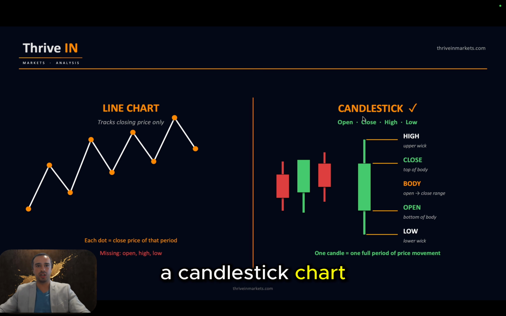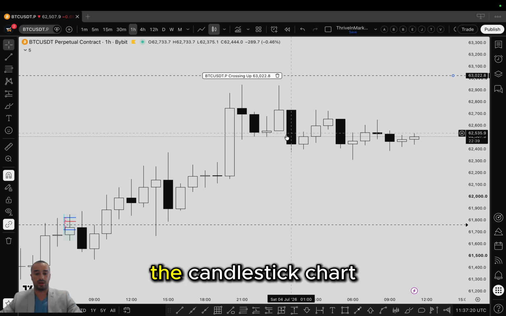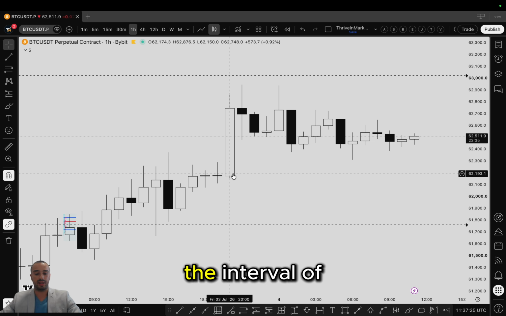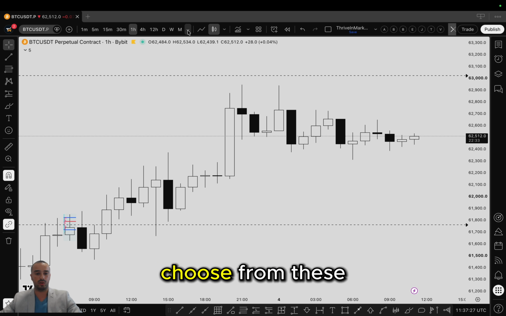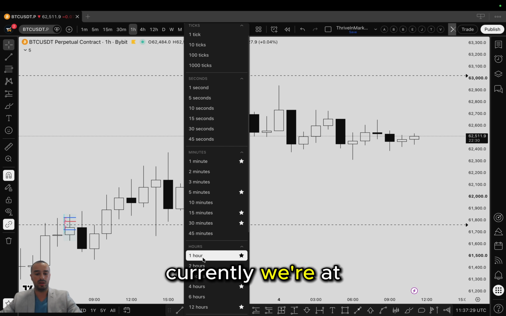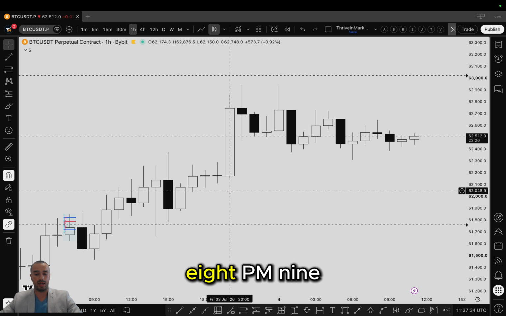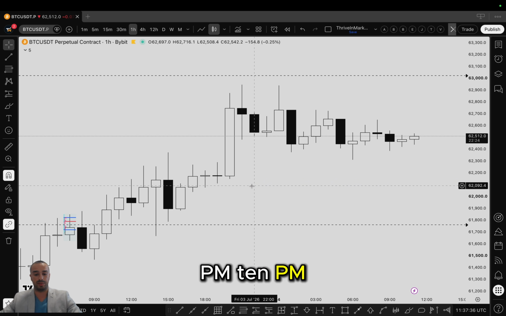A candlestick chart gives you everything: open, close, high, and low for each period. Each candle has a body which shows the open and close range. The wicks above and below show how far price pushed beyond it. This is the candlestick chart on TradingView. Each candle represents the interval of time frame we choose from these options. Currently, we're at 1 hour, so each candle represents 1 hour, 8 p.m., 9 p.m., 10 p.m., and so on.